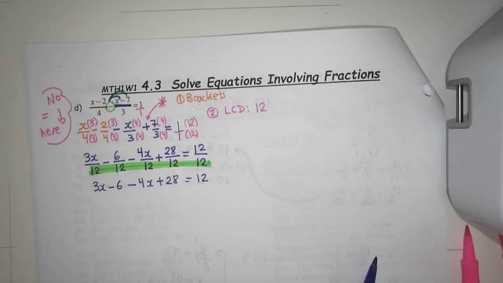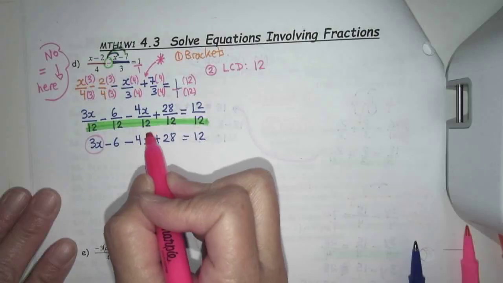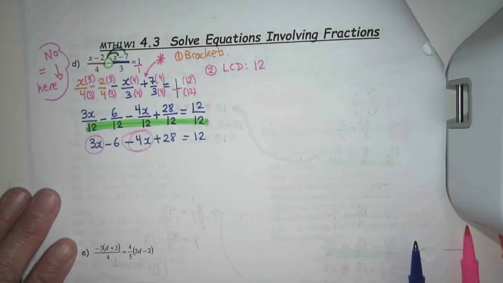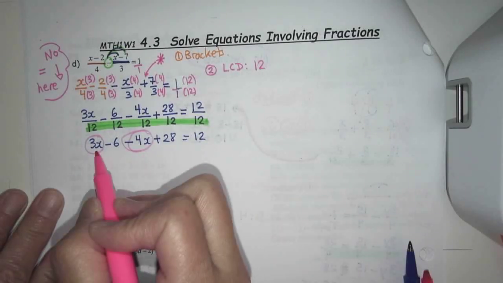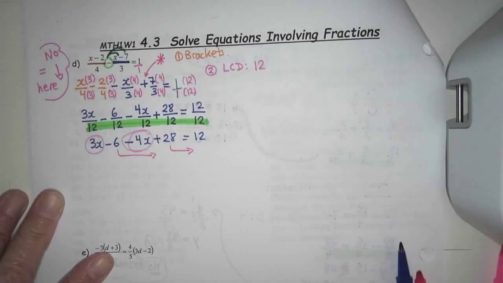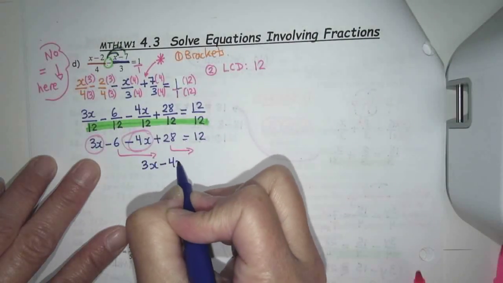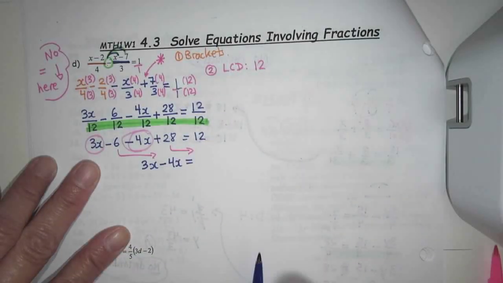Okay, so now to solve it, I want all of the terms that have an x on one side. So this one and this one, keep, with the negative, keep that on one side. And I want to move the other ones to the other side. So I'll keep these ones on the left. It can be left or right, doesn't matter which side, as long as they're separate. So I'm going to leave my 3x minus 4x on this side.